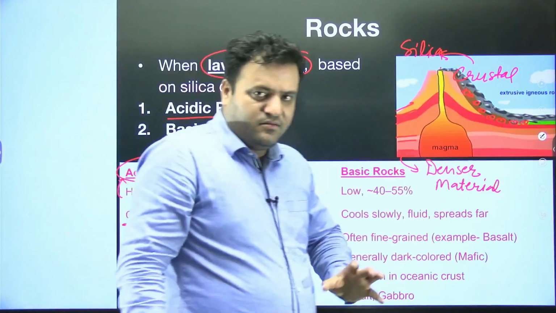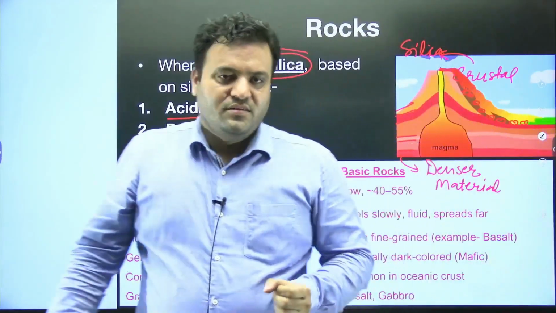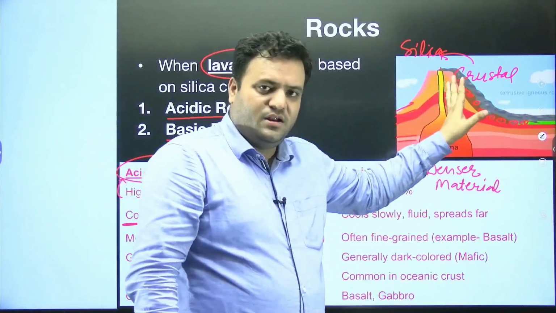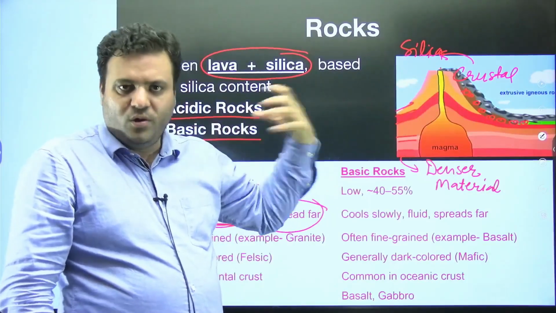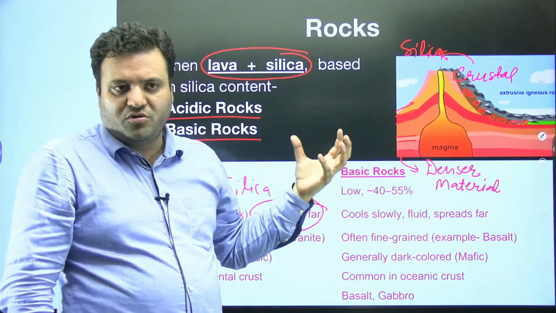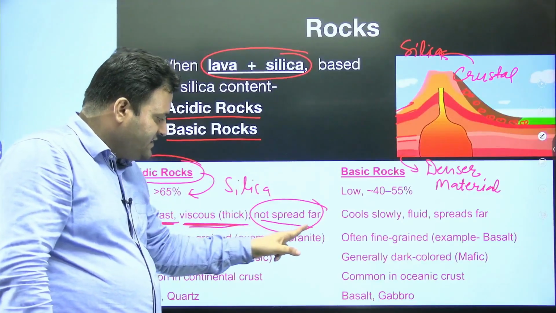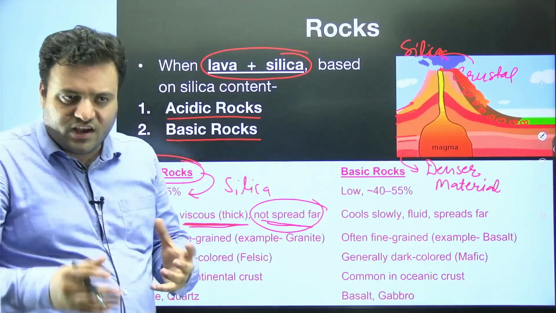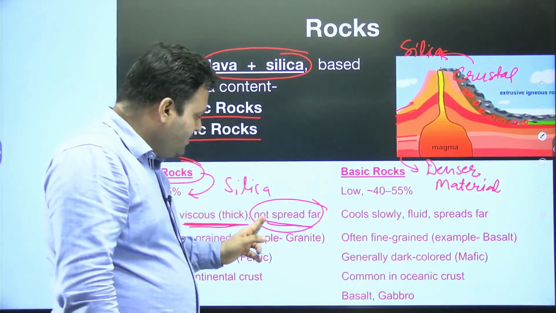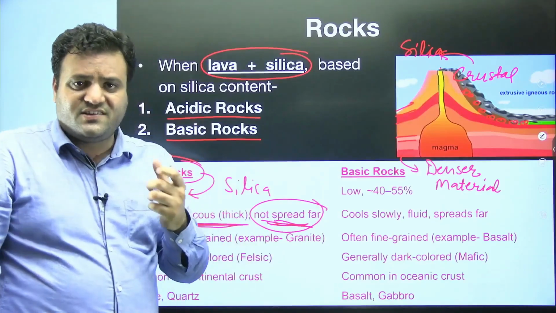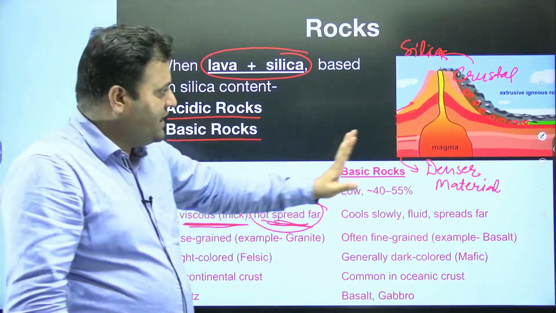Because the liquid prior to cooling, suppose this is the liquid, is getting more and more silica content, or let's say it cools while remaining in contact with more and more silica content. As a result, it is getting thicker and thicker because the impurities are more. It would not spread far because it is like a sticky liquid. A sticky liquid would not go far from the area where we have it.